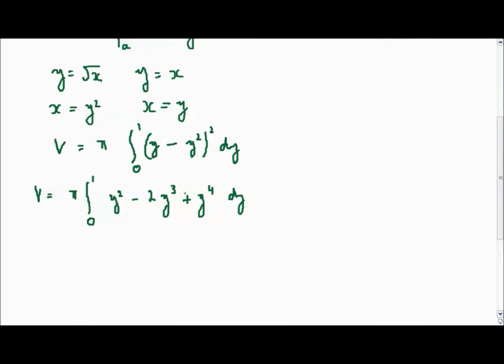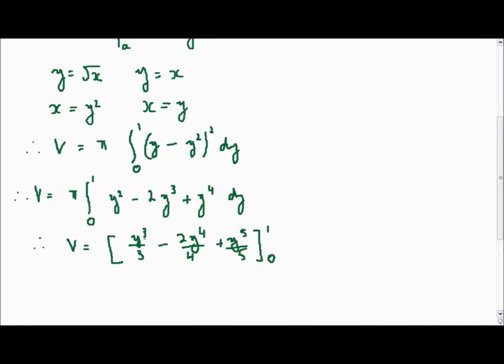Again, expanding our perfect square, we get the first term squared is y squared, minus twice the product, so minus 2 times the product of y and y squared, which is y cubed, and plus the last term squared. y squared times y squared is clearly y to the power of 4. Now we're ready to integrate. And when we integrate, it's the same old story, isn't it? We integrate term by term, and we increase the index by 1 and divide by the new index.